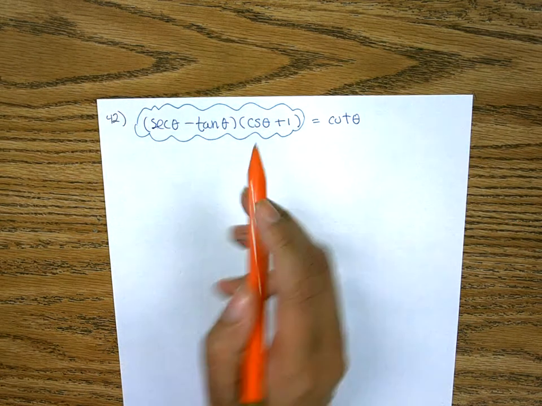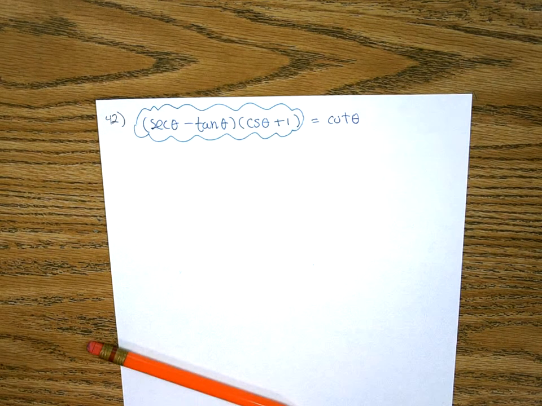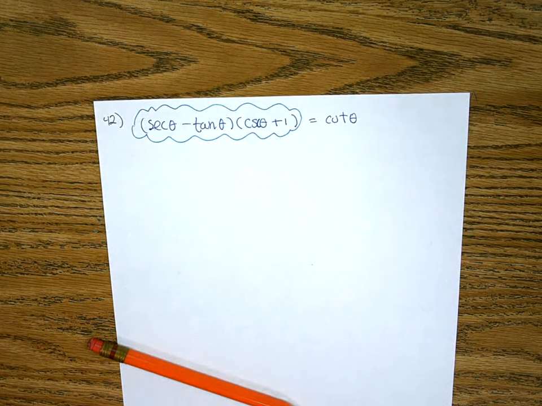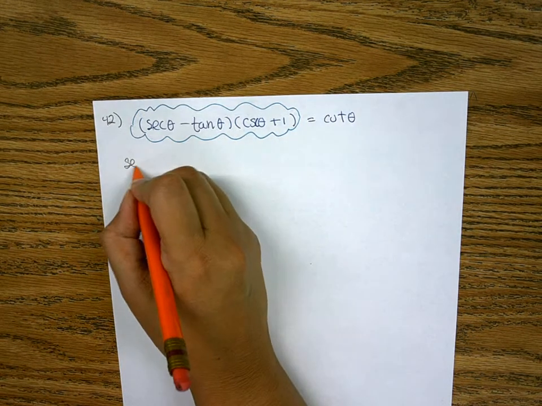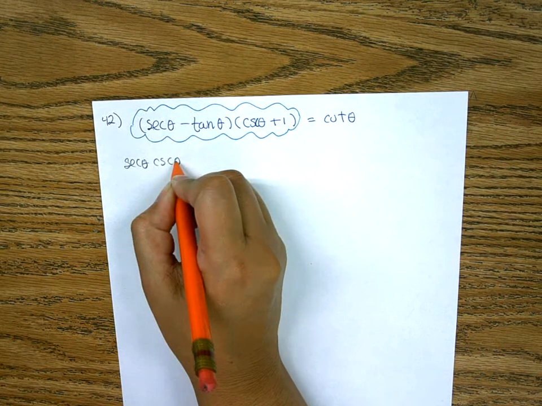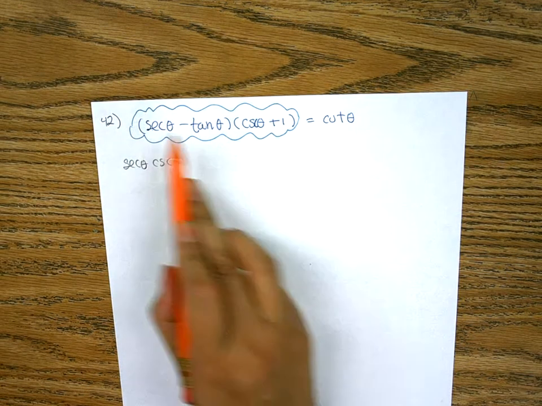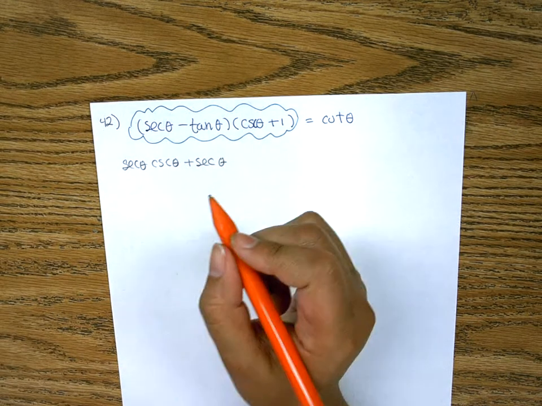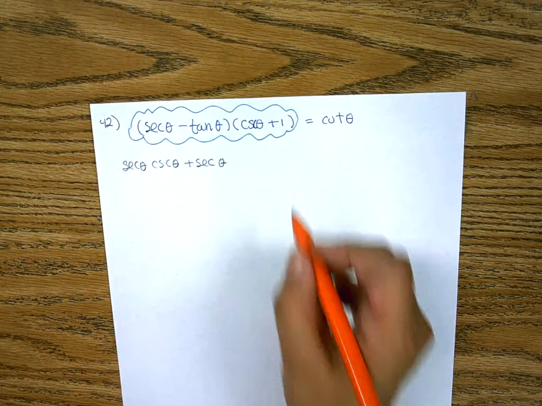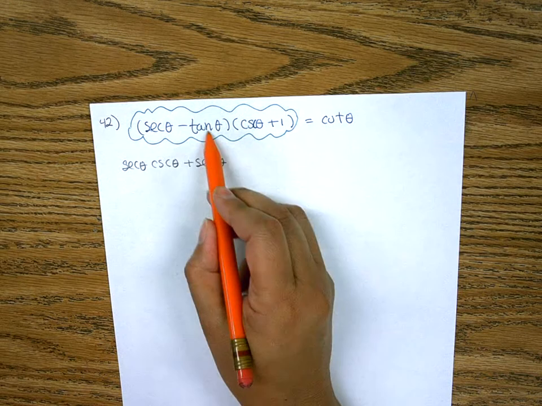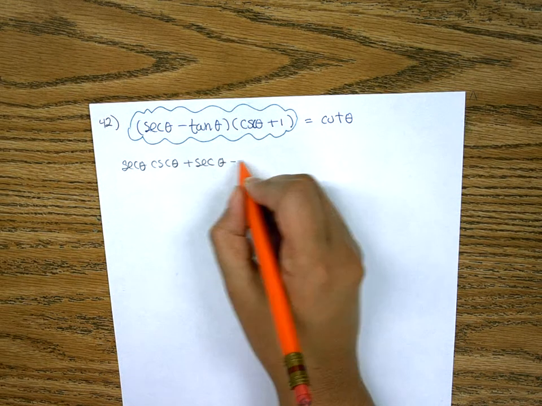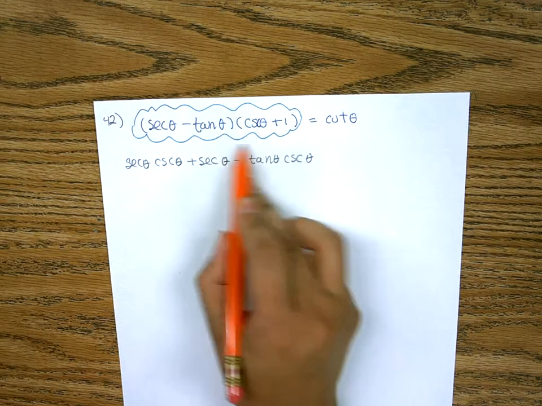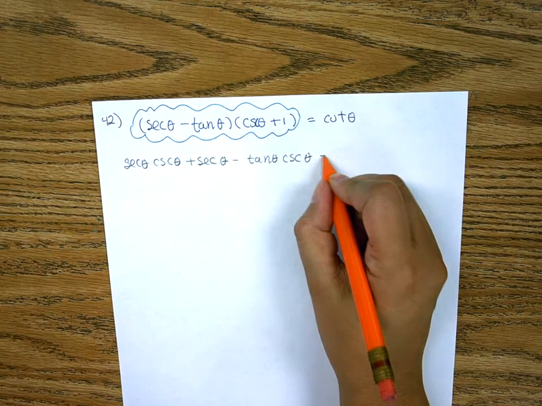So secant times, forgot my C, cosecant. Secant times cosecant is secant theta cosecant theta. Nothing special happening there. Secant times 1 is plus secant theta. And then I'm here multiplying those two, nothing special there either. It's negative tan theta cosecant theta. And then here at the end, it's just minus tangent theta.